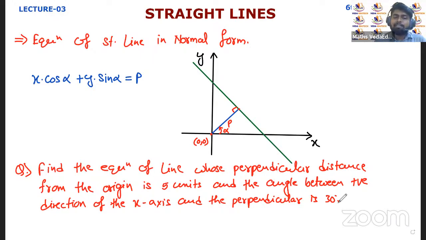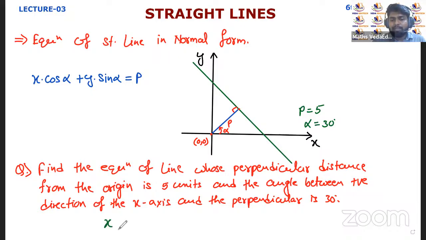We need to find the equation of the line, and the perpendicular distance from the origin is given, that is 5 units. If we look at this figure, the value of P is given, that is 5. And the angle between the positive direction of the x-axis and the perpendicular line is 30, which means alpha is 30 degrees. So we can directly use this formula: x cos alpha plus y sin alpha equal to P.